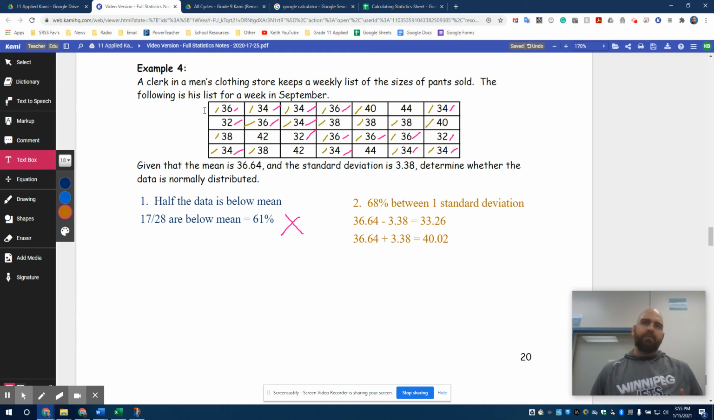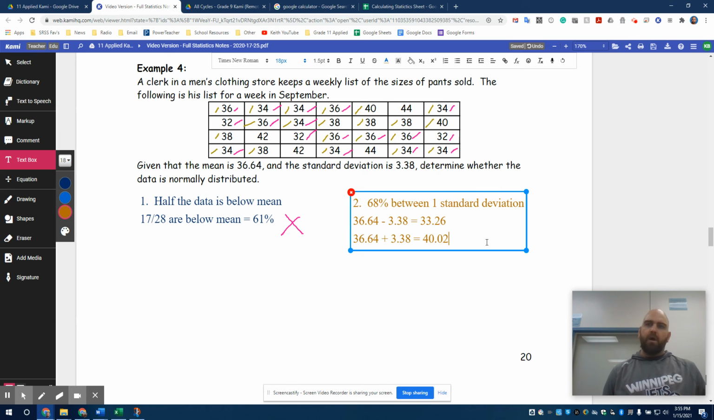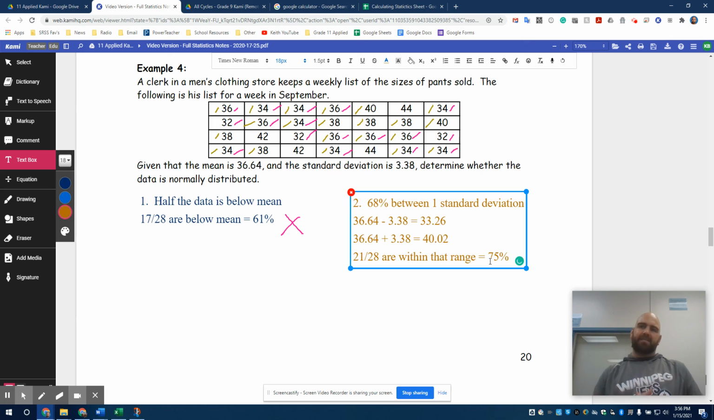All right, let's count them up. 1, 2, 3, 4, 5, 6, 7, 8, 9, 10, 11, 12, 13, 14, 15, 16, 17, 18, 19, 20, 21 of them. So 21 out of the 28 are within that range. And that is the same as 75%. We said it should be around 68% or up to 73%. This is also out of that range.